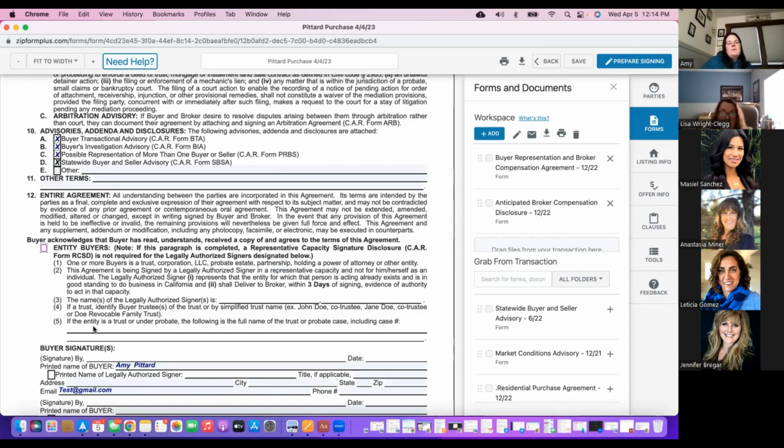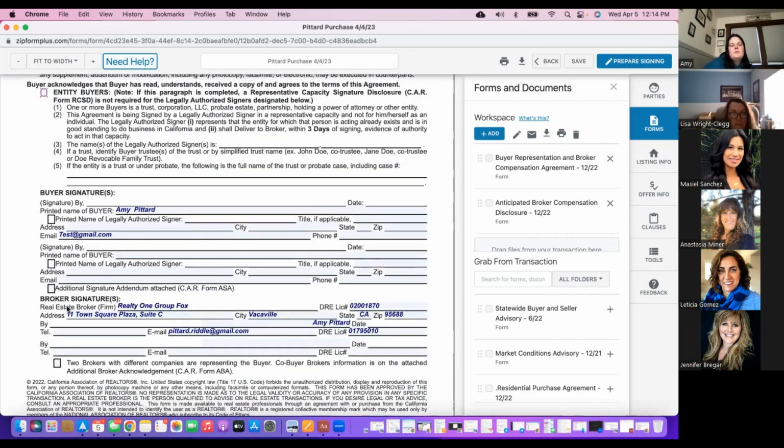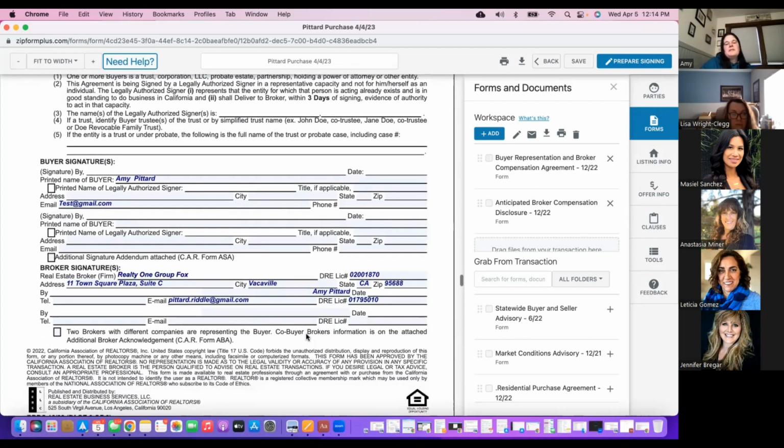If the entity or a trust is under probate, the following is the full name of the trust or probate case, including the case number. That would be line 5 if it's a probate or court case. And then we sign there. It says broker signatures, but notice it also allows you to put the agent information there. So you get to sign on behalf of the broker. You don't have to send it to the actual broker for signatures.